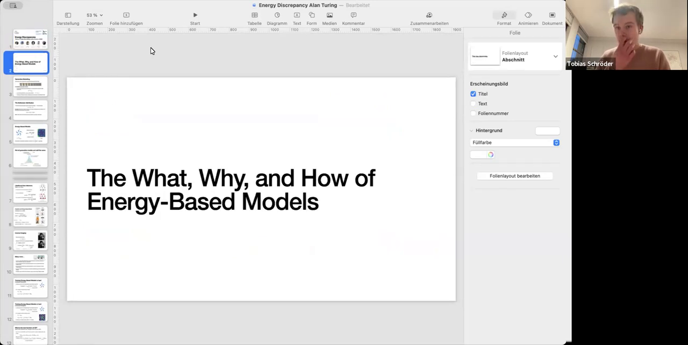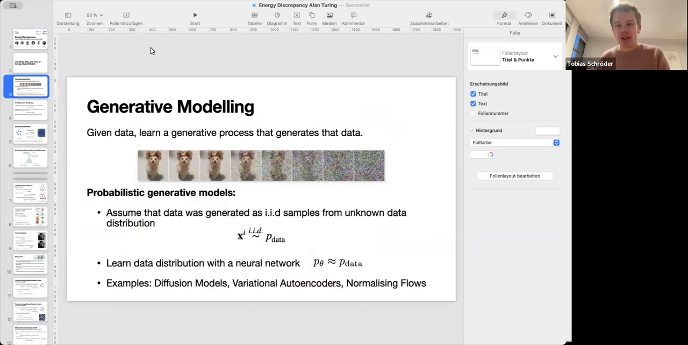So I just want to briefly explain why we are interested in energy-based models and what they are. Energy-based models are an example of a probabilistic generative model where we take data and assume that it is explained as IID samples from some underlying unknown data generating distribution. And so we try to approximate that data generating distribution using some neural network probabilistic model. Examples of these types of generative models that are quite famous are diffusion models or variational autoencoders. And there's also normalizing flows.